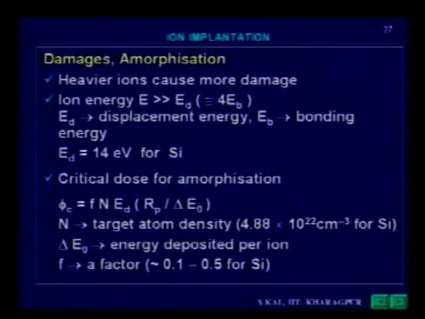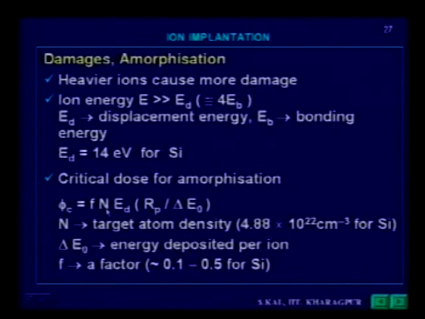In this expression, N is the target atom density. In the case of silicon, the atom density is 4.88 × 10²² per cc. Delta E naught is the energy deposited per ion. And F is a constant factor, which varies from 0.1 to 0.5 for silicon. In this expression, ED is basically 14 electron volt for silicon, 4 times the bonding energy, which is known as the displacement energy.